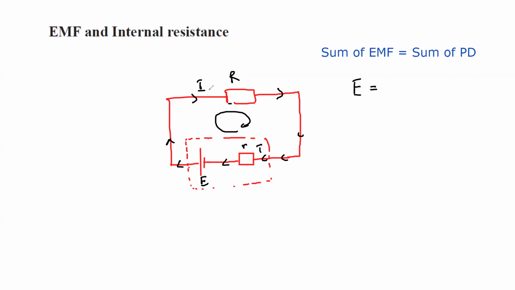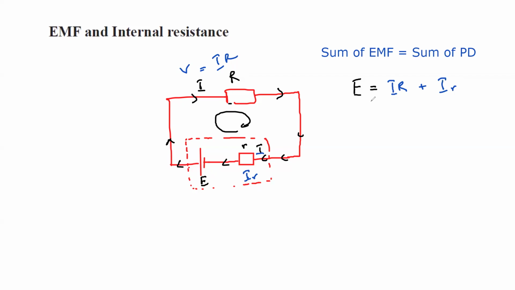What is the voltage across external? V is equal to IR. So the voltage across external will be IR, which we can also say V, plus what is the potential across internal? That is also I, but small r. So this will be equal to Ir. Because V is equal to IR, the voltage here is current into external resistance, and the voltage here is current into internal resistance.